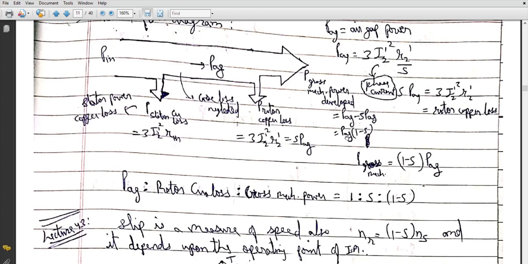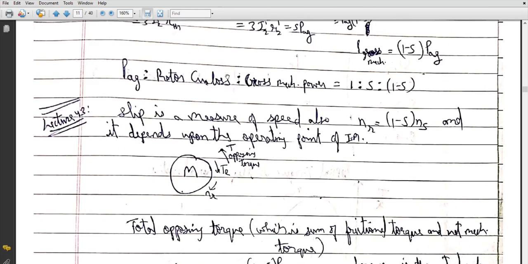I've told you that when we take this power, if you want to derive your electromagnetic torque corresponding to this power, then what speed are we going to take? We'll take the speed of the rotor, that is NR. And if you want to derive your electromagnetic torque corresponding to the air gap power, then you will take the synchronous speed. This thing again you should be very clear.